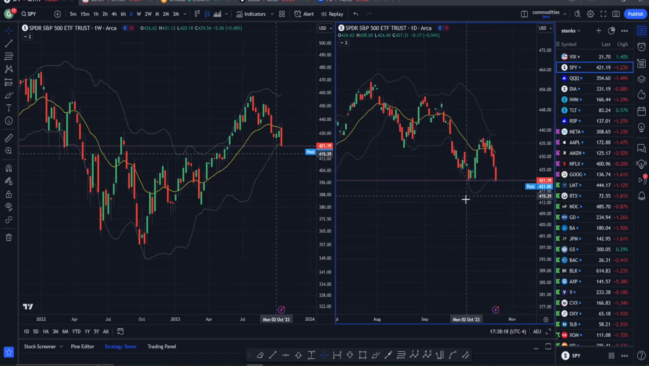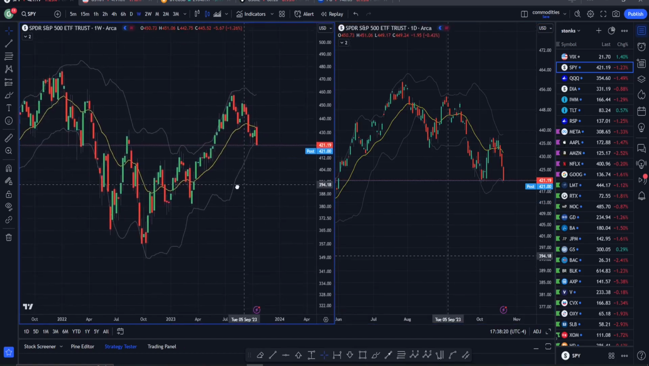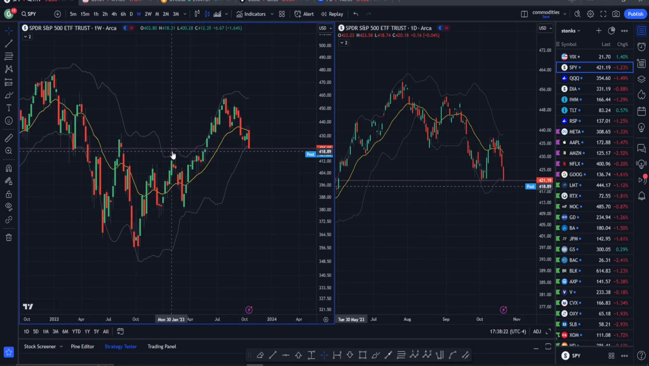S&P 500 looking like it wants to squeeze to the downside, but we do have a pretty major level of support sitting right down here. What is this? This high is at 418.31. So if we do get an extension to the downside, I would be looking for that previous high right there.